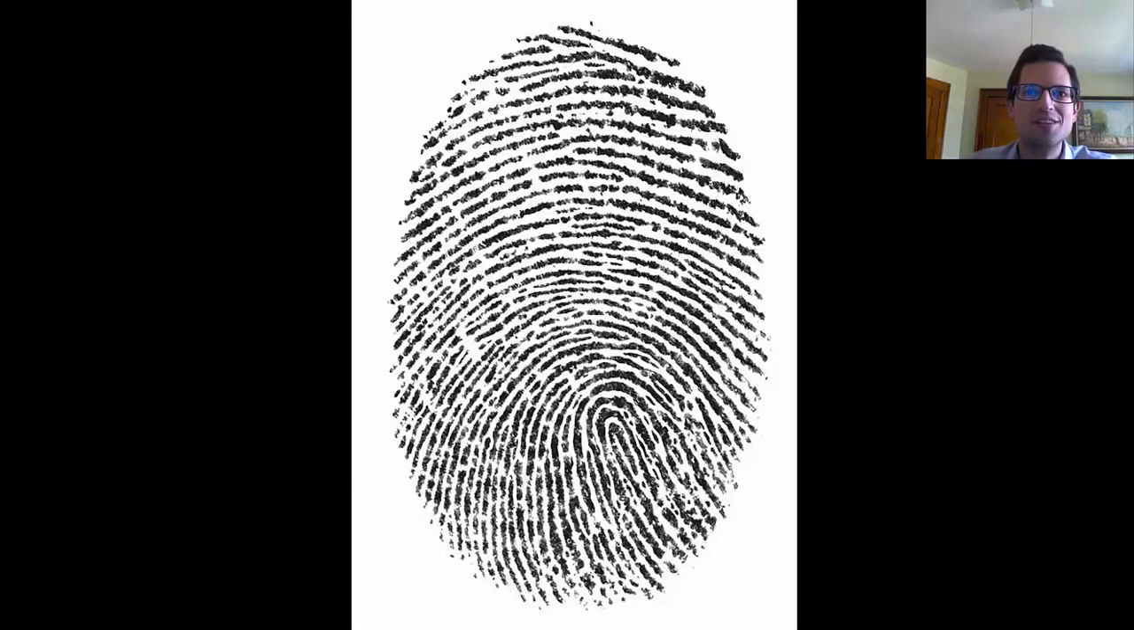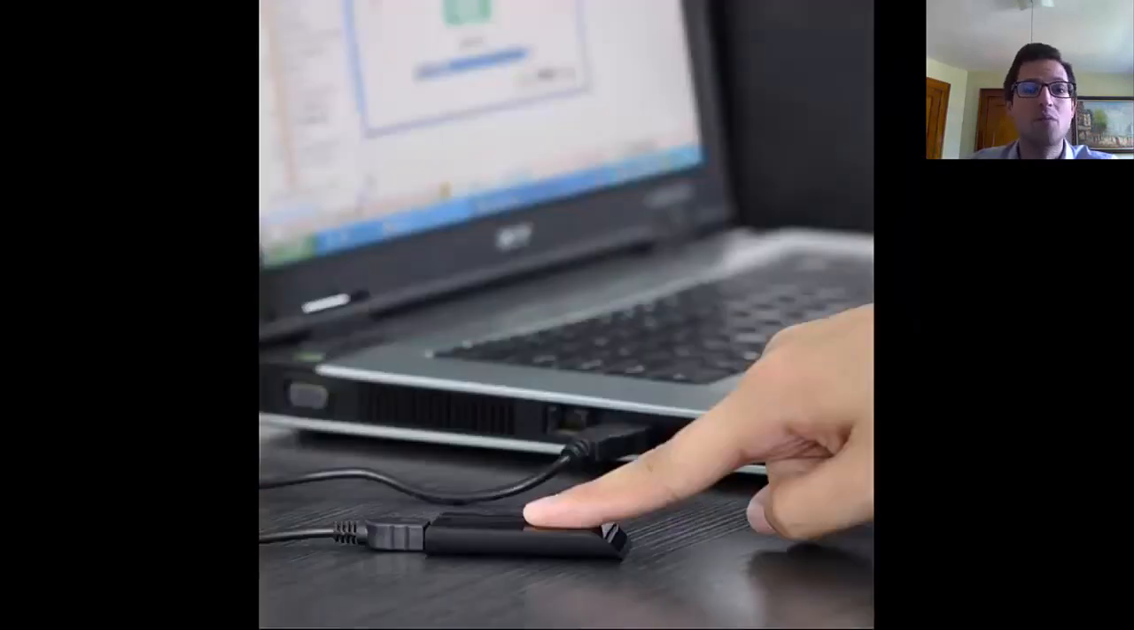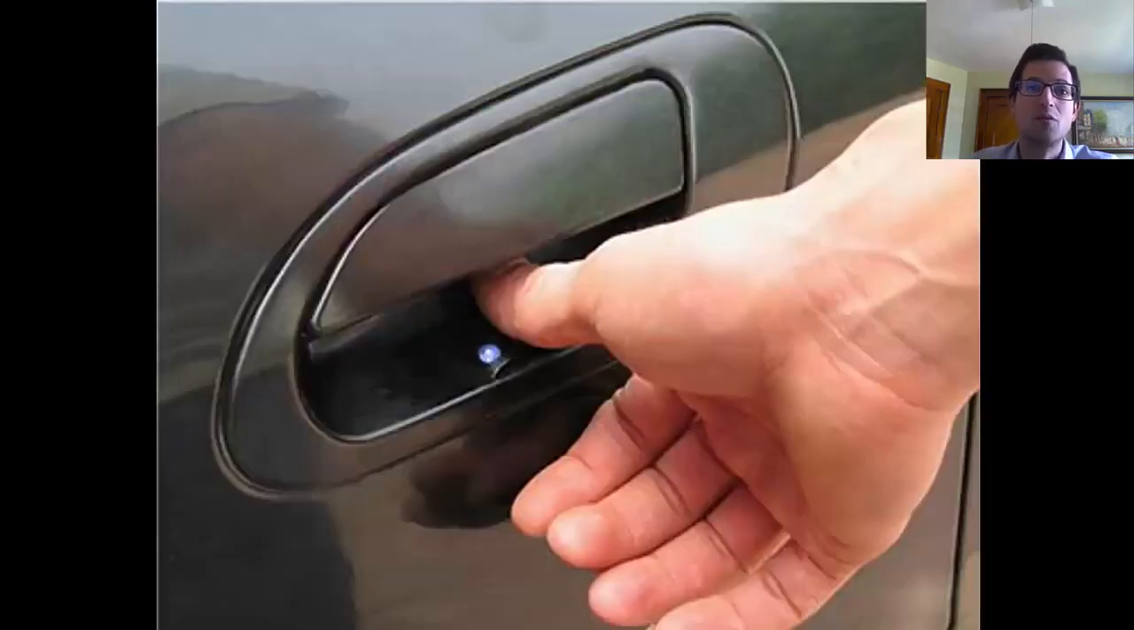So the fingerprint is perhaps the most widely recognized symbol of personal identity. Its use in this matter is widespread, particularly in such fields as security. For example, we have fingerprint scanners to open doors, fingerprint scanners to log into computers, fingerprint scanners to open safes, fingerprint scanners to access your car.